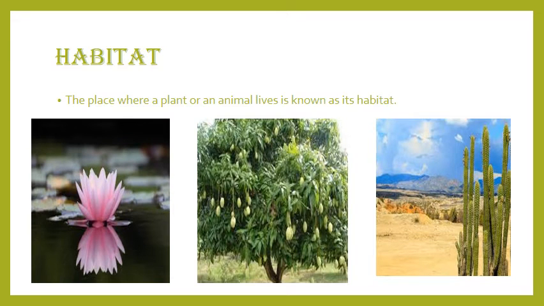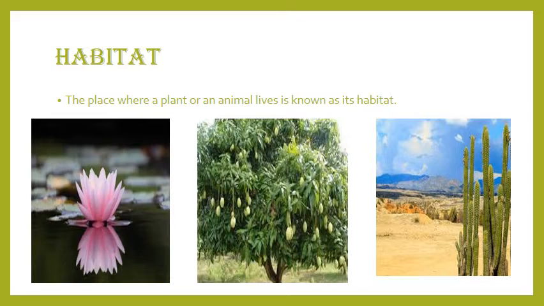Now we will understand the main term of this chapter, that is habitat. First we will understand what is the habitat of a plant. We have seen so many different types of plants, and some plants grow in water like lotus, some plants grow on the flat land surface like mango, and also some plants grow in a desert area, that is cactus. This means different types of plants need different types of climate conditions to grow or to reproduce.